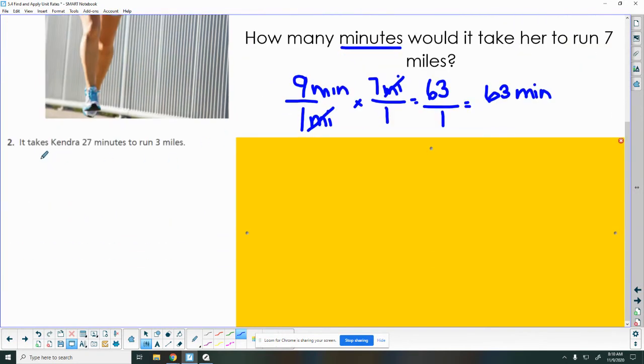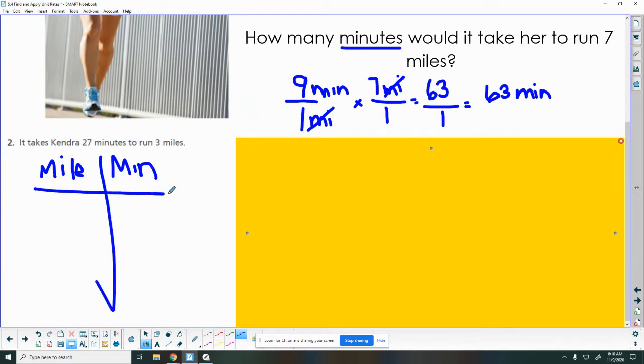We could also make a table, and I could say this is how many miles, this is how many minutes. And I know it takes her 9 minutes for 1 mile. I don't know why my pen is not working all of a sudden.